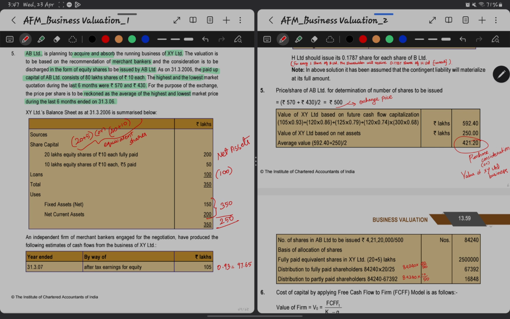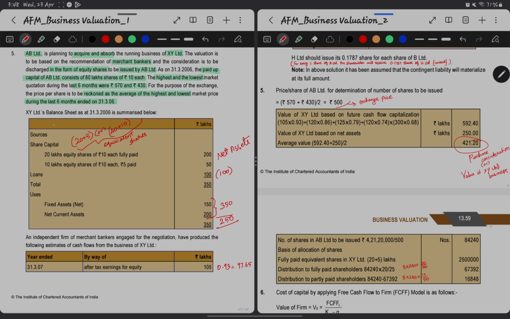As on 31/3/2006, the paid up capital of AB Limited consists of 80 lakh shares of 10 each. The highest and lowest market quotation is 570 and 430. For the purpose of exchange, the price per share is to be reckoned as the average of highest and lowest. So for exchange price calculation, take the average of the last 6 months, which is 570 and 430. So 570 plus 430 divided by 2 will give us the exchange price, which is nothing but 500.